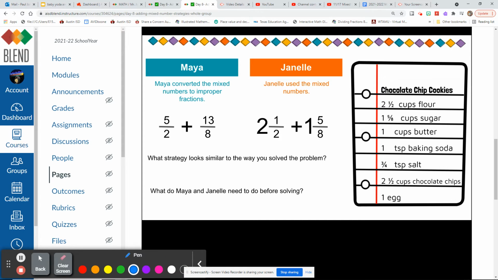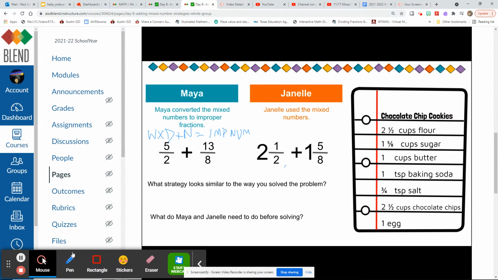That is a little trick that I like to call whole times denominator plus numerator equals your imposter numerator, or your improper numerator. All right. So let me take some of these words off the screen so we can work on this.